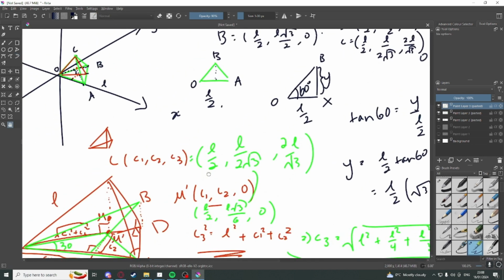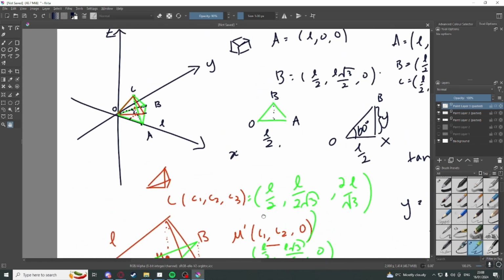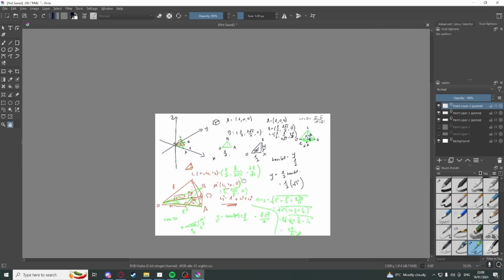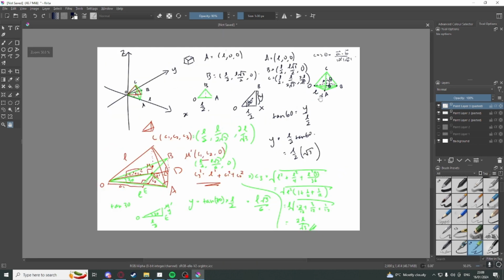Did I have any other coordinates? No, I don't think I did. Oh, okay. Fine. So I think these 3 points here are enough to define the vectors, enough to determine the shape of this tetrahedral structure.